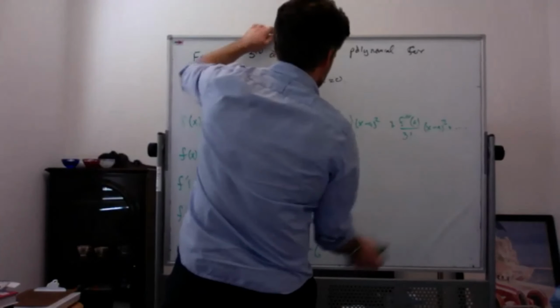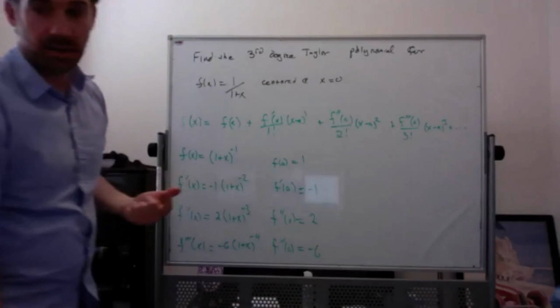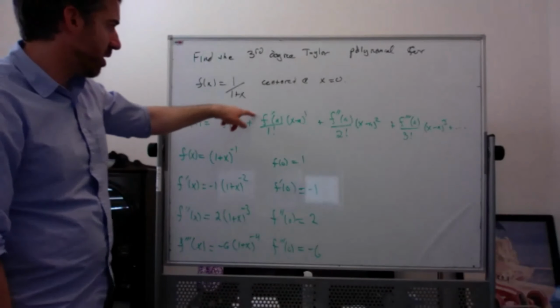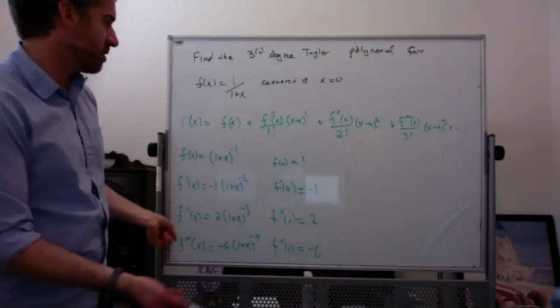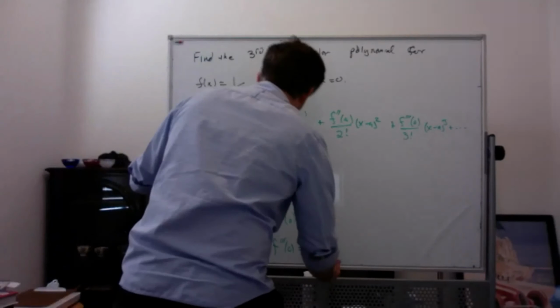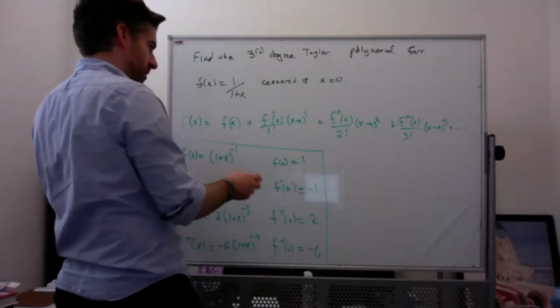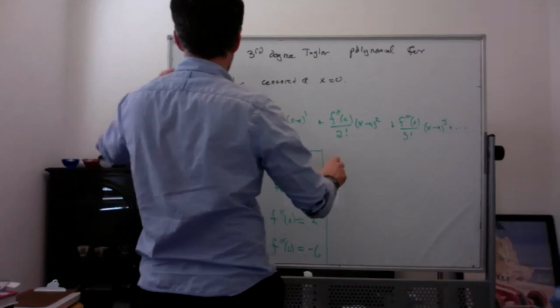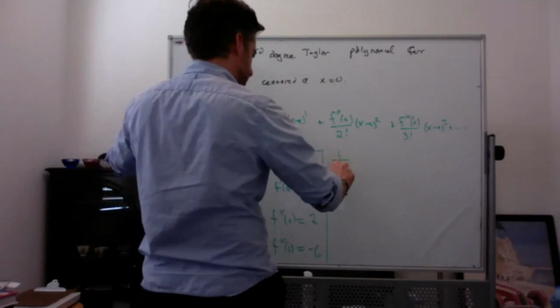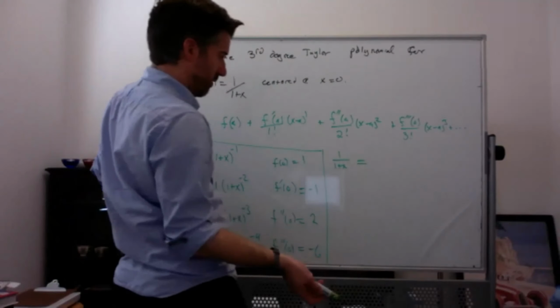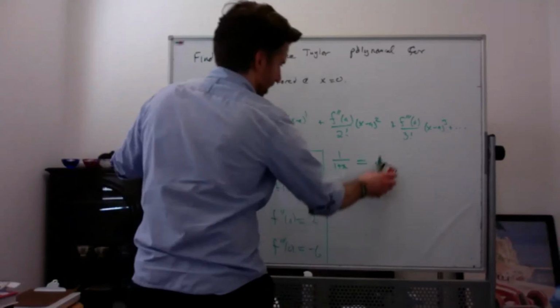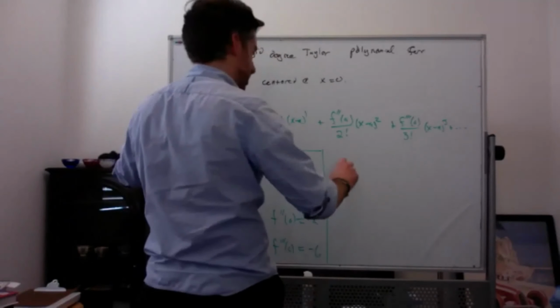And so now I have everything I need. I have all of these coefficients. I know that a is 0, so here's my Taylor polynomial. And I'm going to say something about it after, right? So my f of x, which is 1 over 1 plus x, the Taylor polynomial approximation, or I should say the third degree Taylor polynomial, sorry.